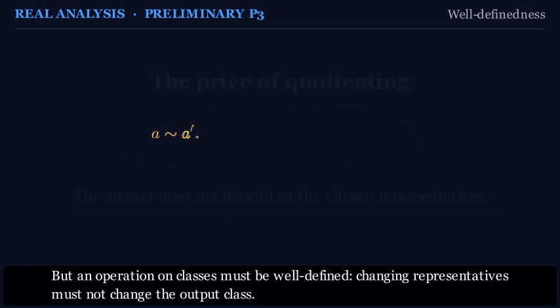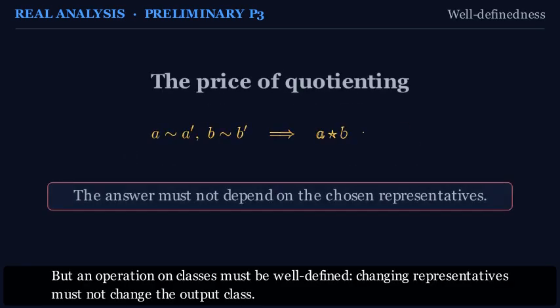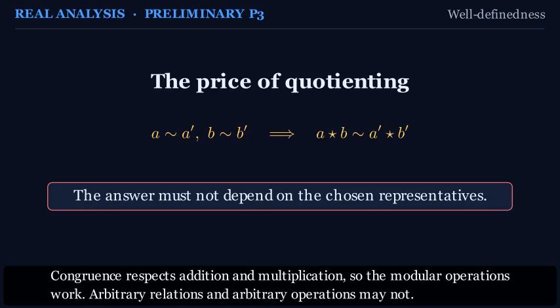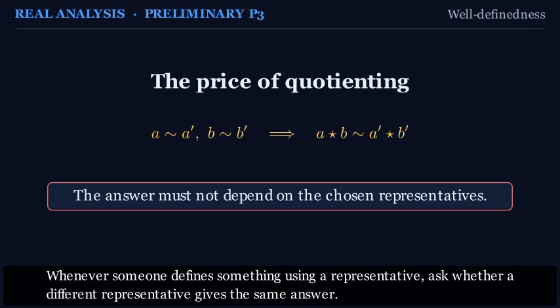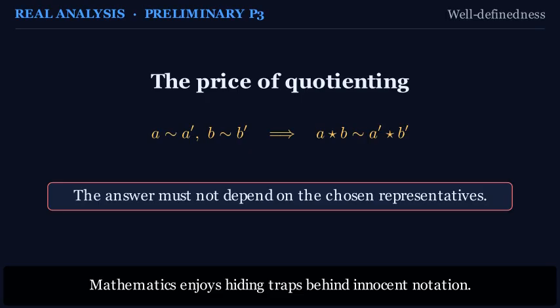But an operation on classes must be well defined. Changing representatives must not change the output class. Congruence respects addition and multiplication, so the modular operations work. Arbitrary relations and arbitrary operations may not. Whenever someone defines something using a representative, ask whether a different representative gives the same answer. Mathematics enjoys hiding traps behind innocent notation.